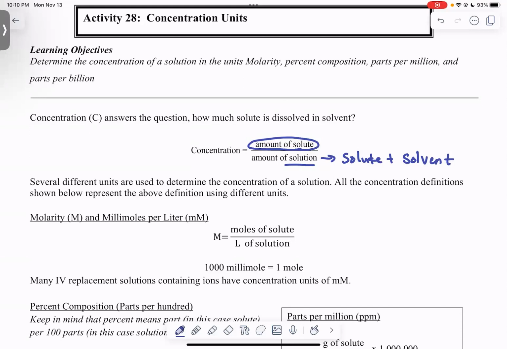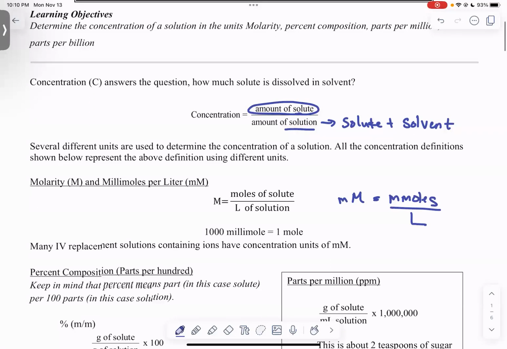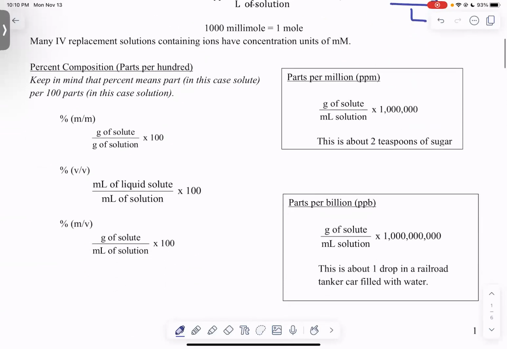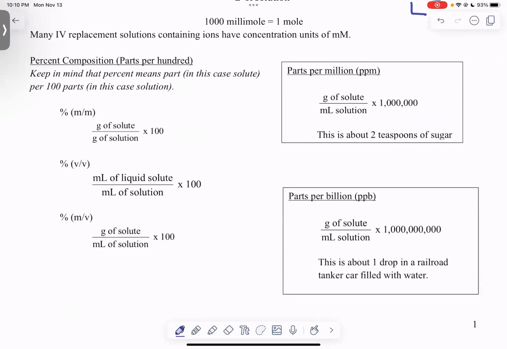So a lot of times we give it in either molarity or millimolar. Molarity is always going to be moles per liter. Millimolar is equal to millimoles per liter. So you can give it either way. Lots of our IV fluids have concentrations of millimolar. And then remember that there are different ways to present composition, and percent composition is always parts per 100, whereas if you have just a little bit of stuff, you could say parts per million. If you have even less, parts per billion.